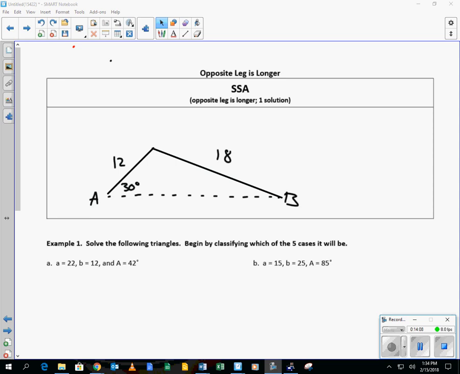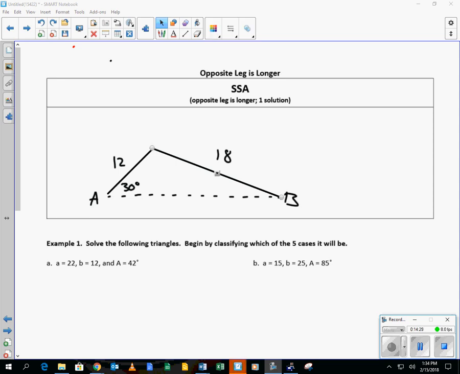So here we go. What can you tell me about angle B? Why? Because it's smaller than 30. Why is it smaller than 30? Yes, because 12 is smaller than 18. Therefore, this has to be smaller. So it's got to be acute, right? So that's nice. It's not going to be obtuse.